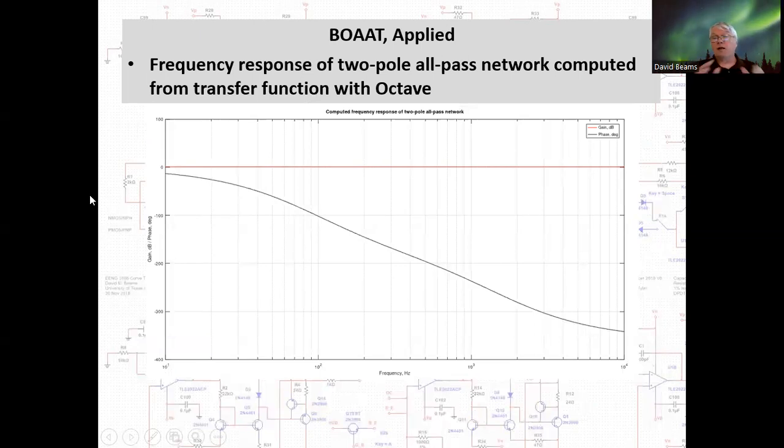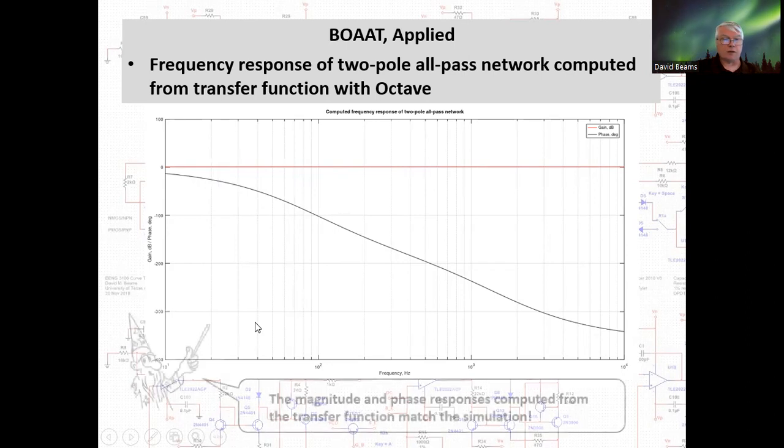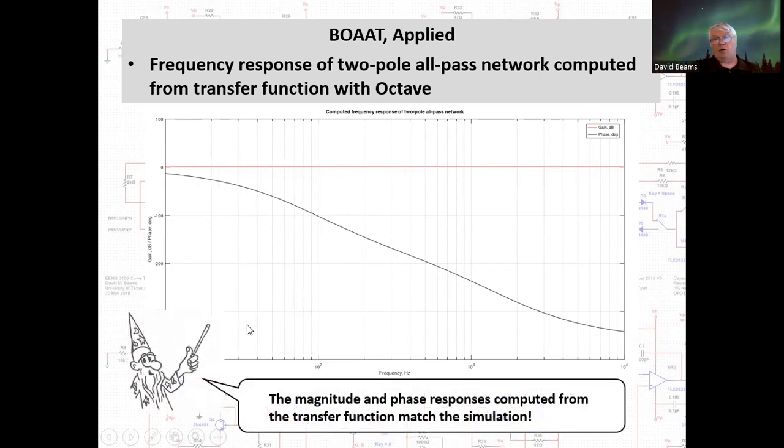Now, just to make sure that my calculations were right, I took the transfer function derived with the BOAAT method and used it to compute the frequency response of this network using Octave, which is an open source analog to MATLAB. And this is a plot of the frequency response of that network. Here's the magnitude response, which is flat at 0 dB. And there's the phase response. And I compared them to the LT-SPICE simulations, and they matched. So I'm confident that my derivation of the transfer function was correct.